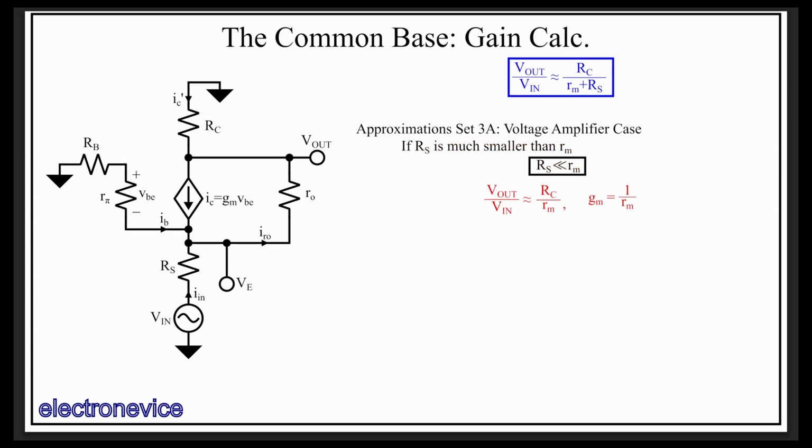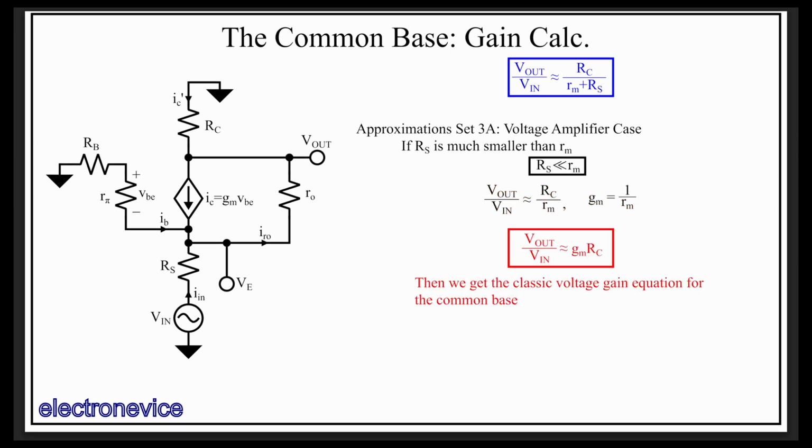Noting that GM is equal to 1 over RM, we can reformat this slightly to get the classic voltage gain equation for the common base. Now this looks almost the same as the common emitter. The only difference is that it is positive instead of negative. This is an interesting point, though, as we've mentioned, because the input is on the emitter, not the base, it means that the input impedance is much lower. But if you happen to have a very low source resistance, you can easily estimate the gain with this equation.